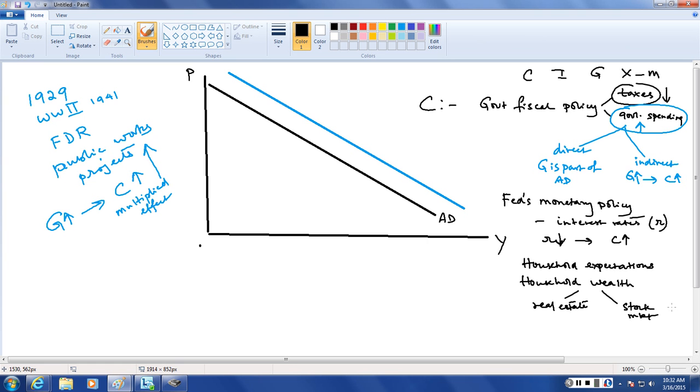Right? Next, let's focus on investment spending. So what are the influences on investment spending? Again, we have government fiscal policy. And again, this is about taxes and government spending. Correct?